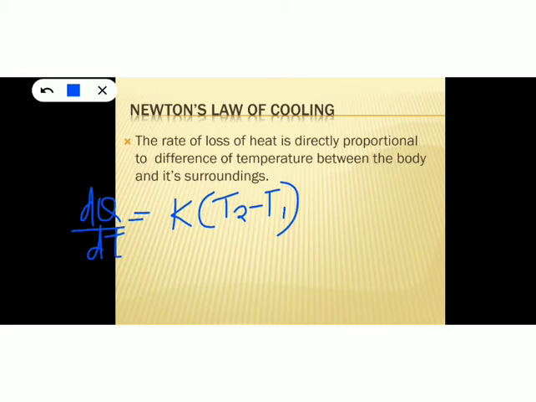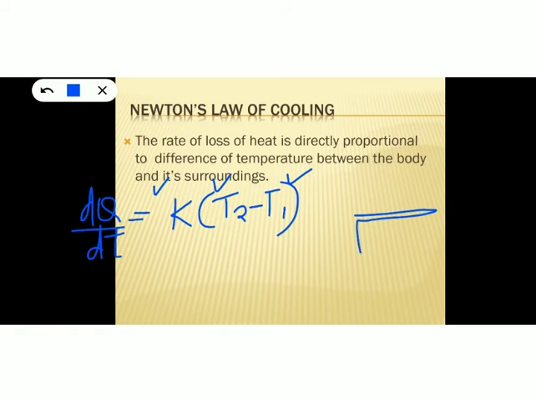Where T1 is the temperature of the surrounding medium and T2 is the temperature of the body. K is a constant that depends on the nature of the surface and the area of the exposed surface. So, what is Newton's law of cooling? The rate of loss of heat is directly proportional to the difference of temperature between the body and its surroundings.